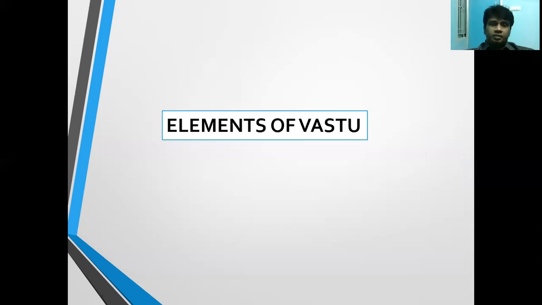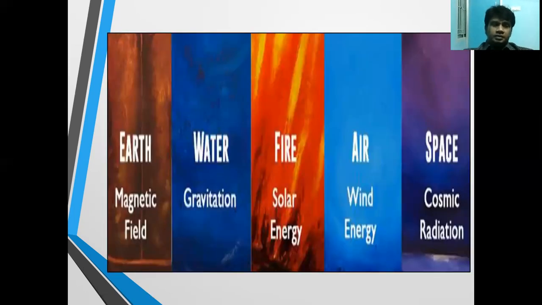So, elements of Vastu. We have already seen the elements of Vastu are earth, water, fire, air, and space. How is it related with science? Earth is related with the magnetic field, water is related with gravitation, fire is related with solar energy, and air is related with wind energy, and space is related with cosmic radiation.